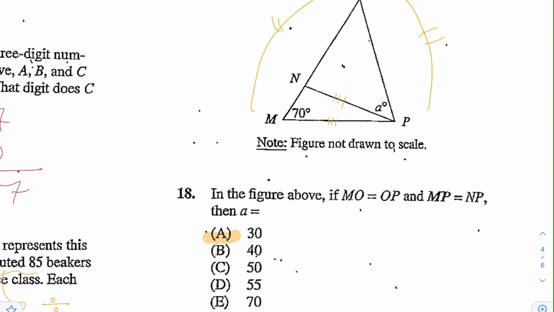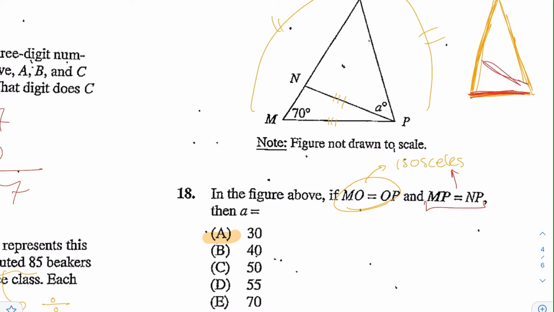So because this is an isosceles triangle, we know that 2 sides are equal. So if 2 sides are equal, we can actually redraw this triangle. It looks a little more like this. And then here, MP and NP are also equal, so this also makes another isosceles triangle where these two sides are equal. So it looks a little more like this. So A is here and 70 is here.